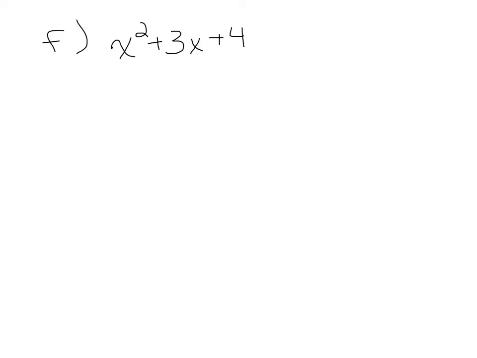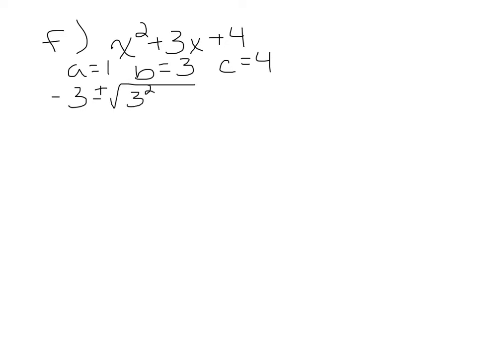All right, so F. A is 1. B is 3. C is 4. So negative B plus or minus the square root of B squared minus 4AC, all over 2A.